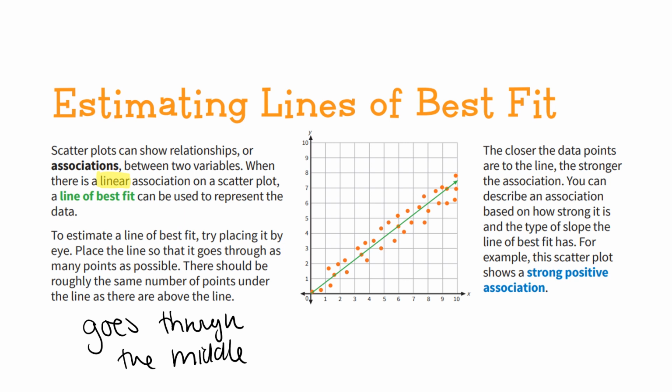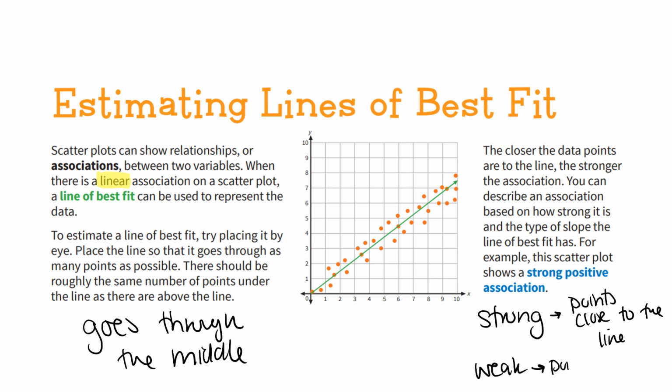You can describe an association based on how strong it is and the type of slope the line of best fit has. For example, this scatter plot shows a strong positive association. So we can have what is called a strong association, which is when the points are close to the line. Or we can have a weak association, which is when the points are not close to the line.